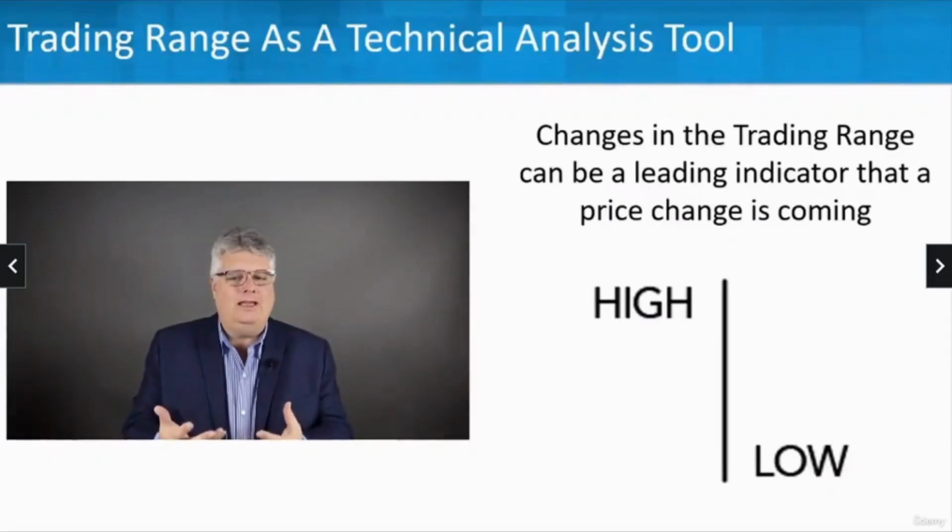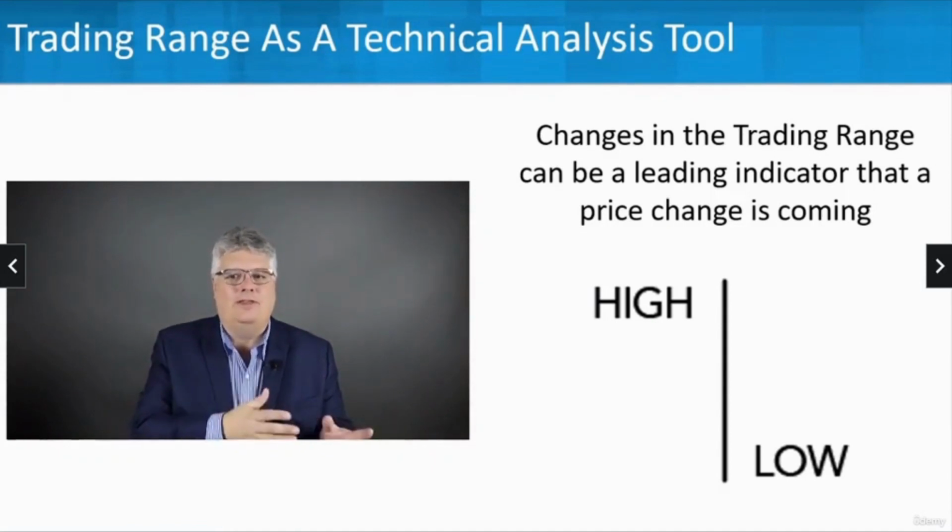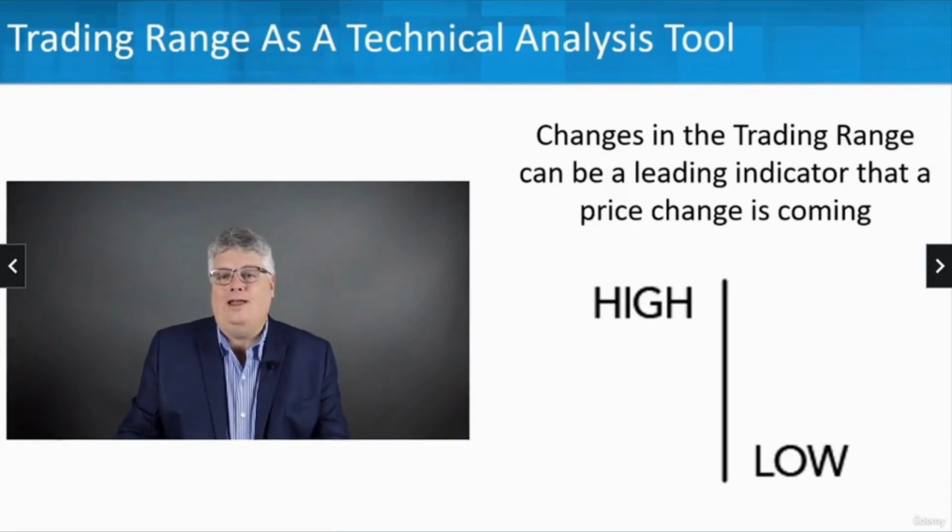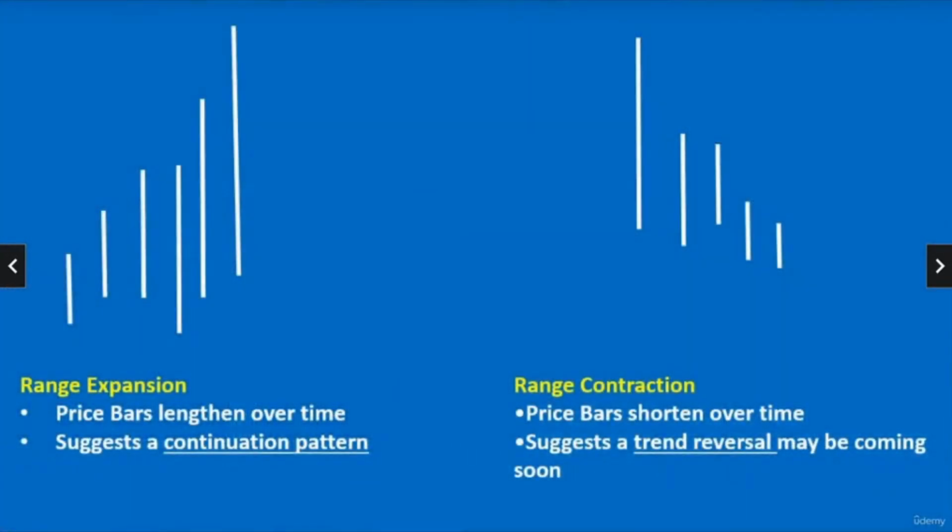And it can be a leading indicator as far as a price change that is coming. And when we start seeing these ranges between high and low, there might be something coming. That's why we call it a leading indicator versus something that's maybe more of a lagging indicator. So it can be very helpful that way as well. So if we look at trading ranges, you can look at range expansion and range contraction.